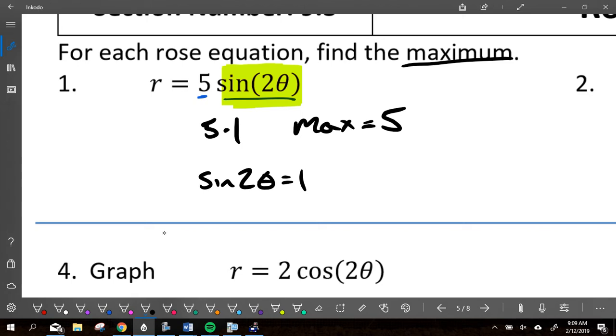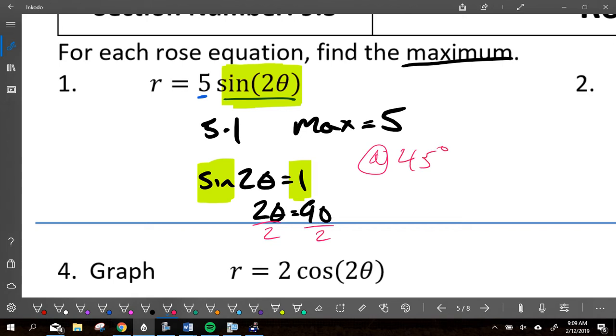So when is sine of 2 theta going to be equal to 1? It's really answering the question, when is 2 theta going to be equal to 90 degrees? Because 90 degrees is when sine is 1. And so I have a maximum of 5 at, divide by 2, 45 degrees. I'm going to have a maximum of 5 at 45 degrees. That is when that's going to happen.